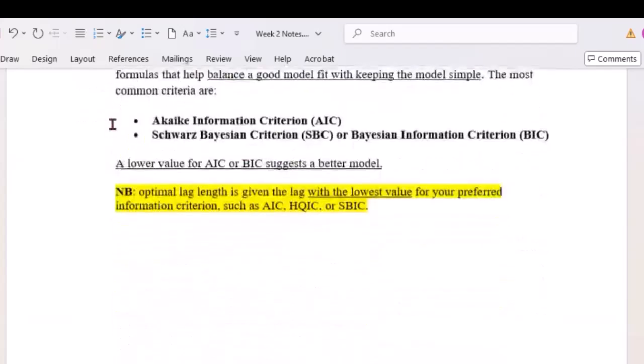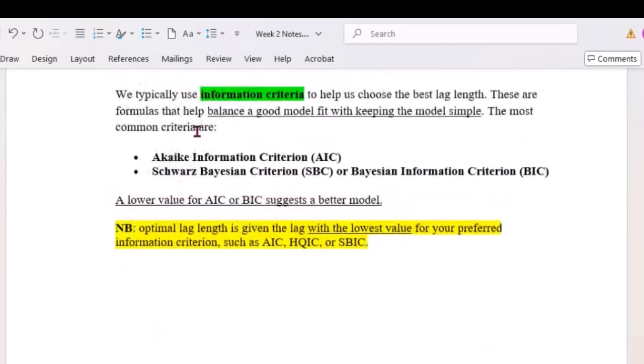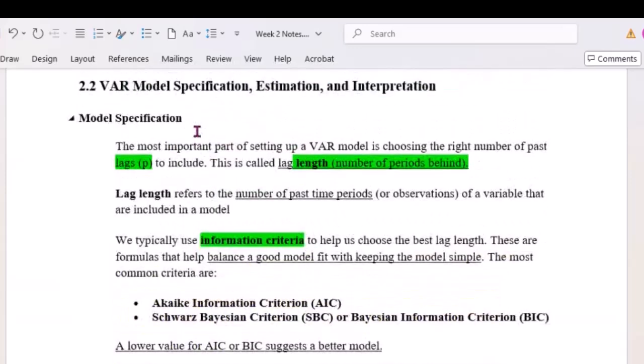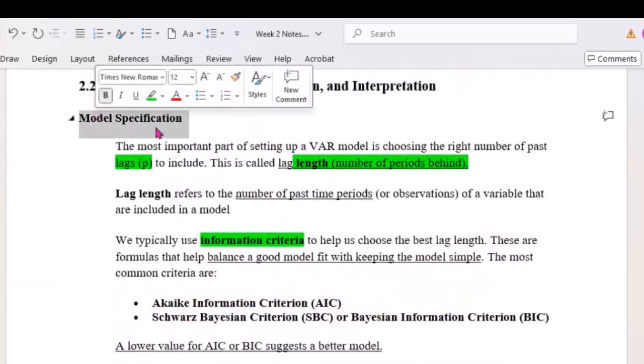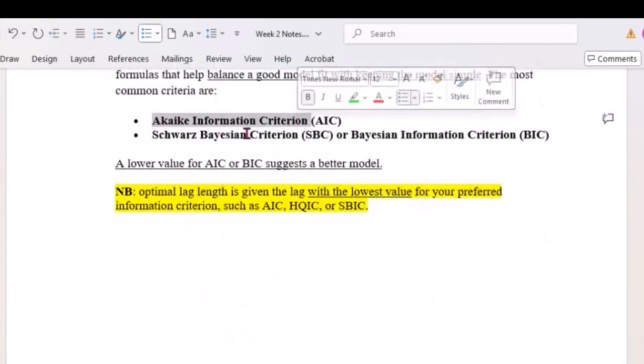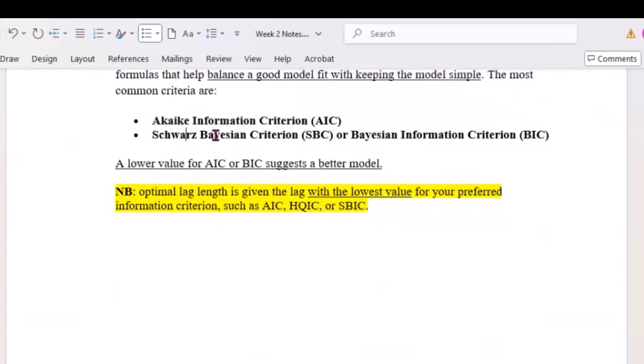And we said that there are two important techniques that we use when you want to determine the lag length, or when we are conducting the model specification. The first one is called AIC, Akaike information criteria, and there's also another one called Schwartz Bayesian criterion, or in other books, Bayesian information criteria. And we shall be looking at these two.